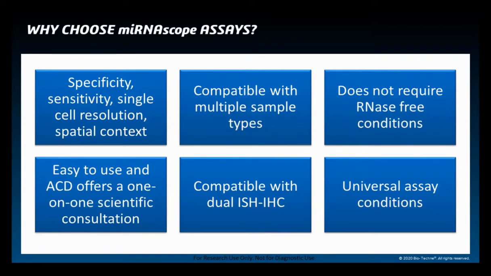So why choose ACD's miRNAscope assay? The miRNAscope assay offers many benefits for your research. First of all, the assay enables highly specific and sensitive detection of your smaller RNA targets at single-cell resolution while preserving spatial and morphological context. Additionally, the assay is compatible with multiple sample types, including FFPE tissues, fixed and fresh frozen tissues, and cultured cells.